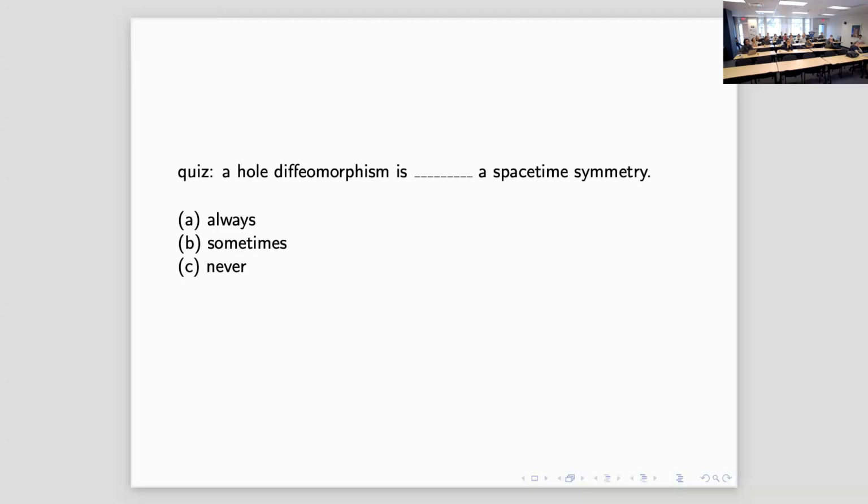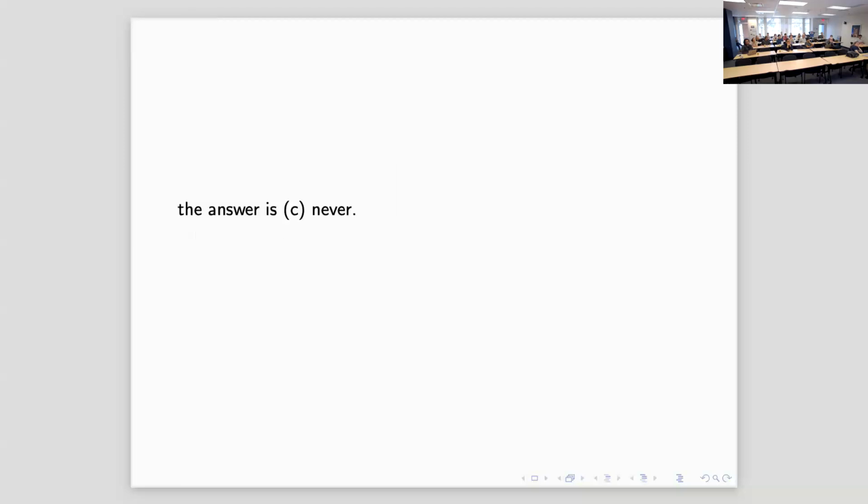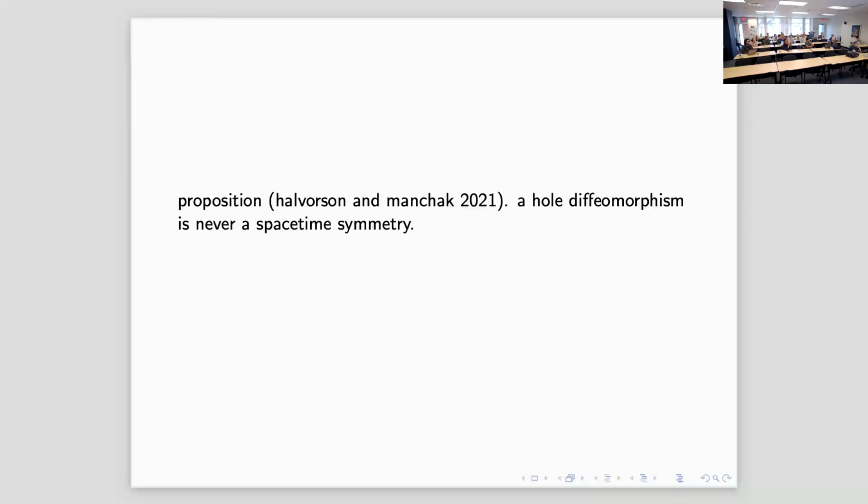Hopefully you did not change your answer. The answer is C. It is never. A hole diffeomorphism is never a spacetime symmetry. So for some folks, something about the words in that sentence and the way they're put together, they want to, I don't know. I don't fully understand it, but I want to talk about that for a little bit before we get to the hierarchy, just as a type of therapy, you know? Just so we're all on the same page.